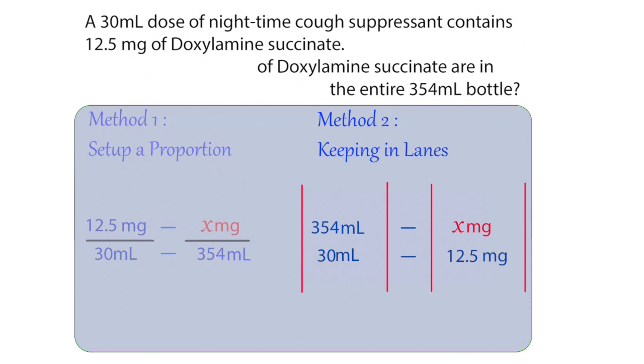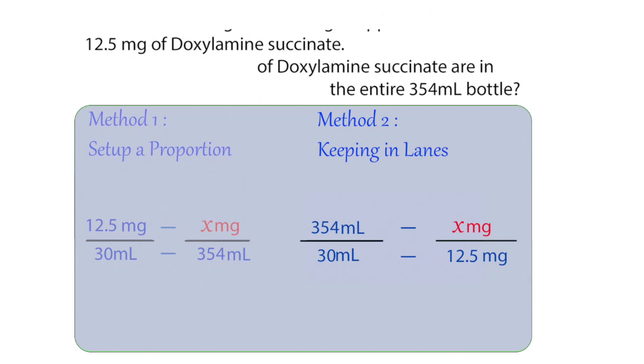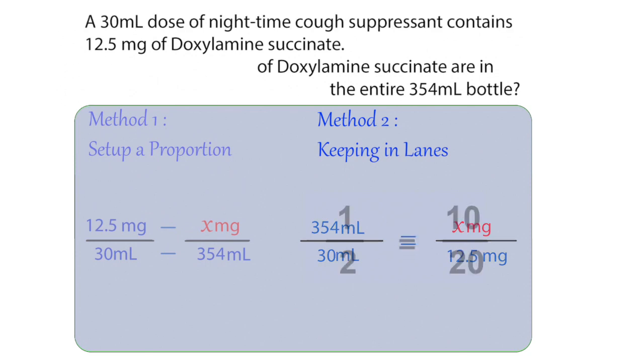Now we're at the stage which is very similar to the previous setup. We know that the top line, 354 milliliters to an unknown weight of milligrams, has to stick to the same proportion as the bottom line, the 30 milliliters to 12.5 milligrams, in order to keep to the same mixture. And when it does, you'll note that both sides are the same as two equal fractions. So therefore, as we've seen, we can cross multiply to get the unknown quantity on its own.